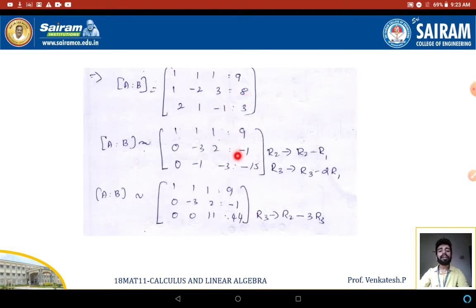Right? Next is R3. So R3 implies R3 minus 2R1. So 2 minus 2 will be equal to 0, 1 minus 2 will be equal to minus 1, minus 1 minus 2 will be equal to minus 3, 3 minus 18 will be equal to minus 15.